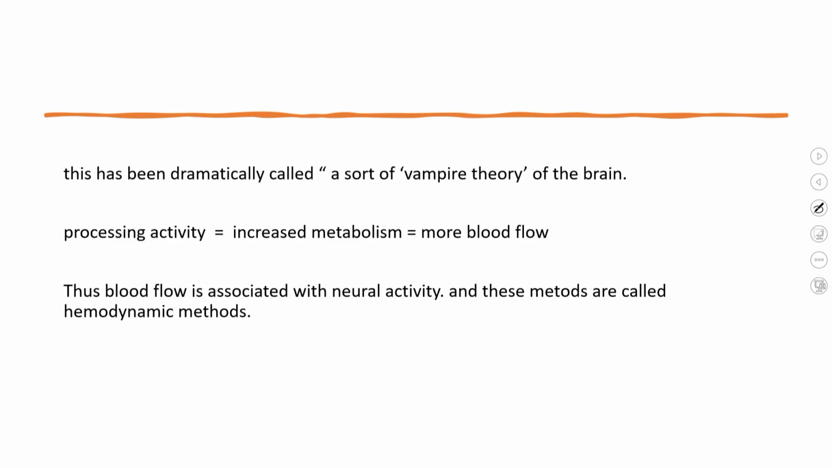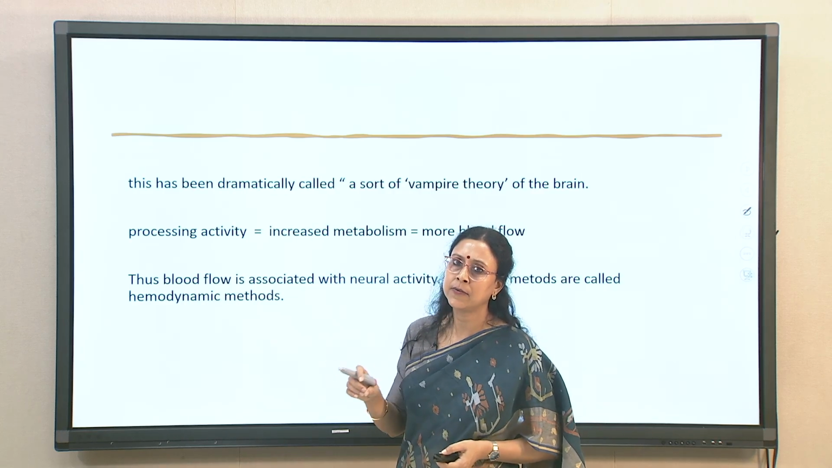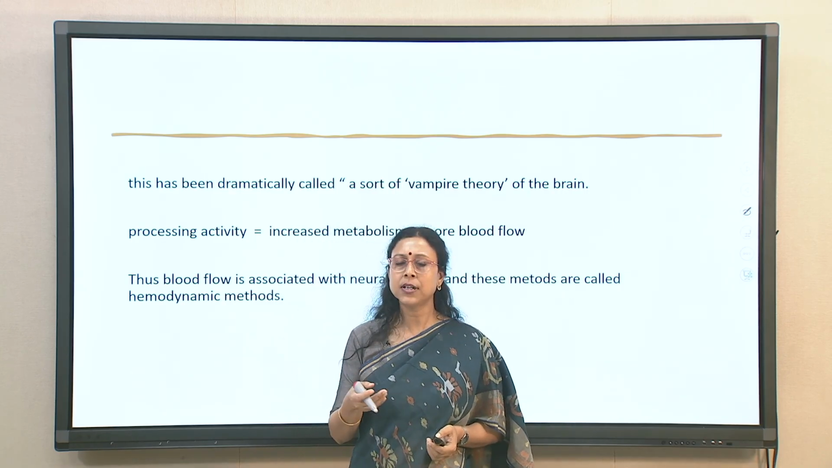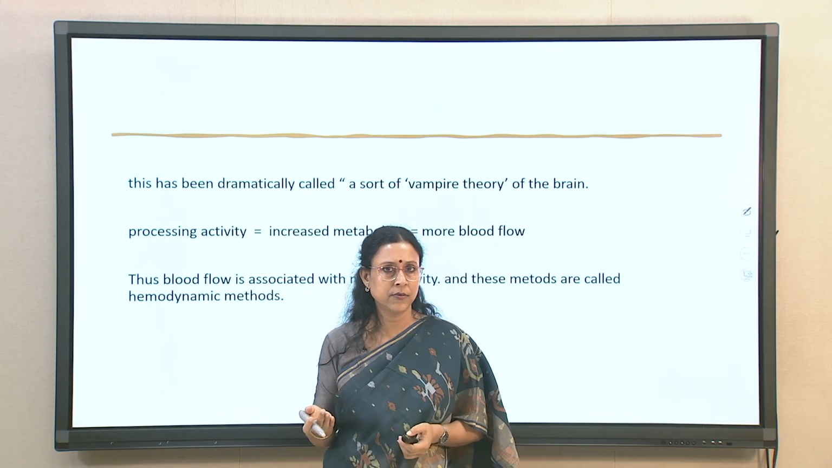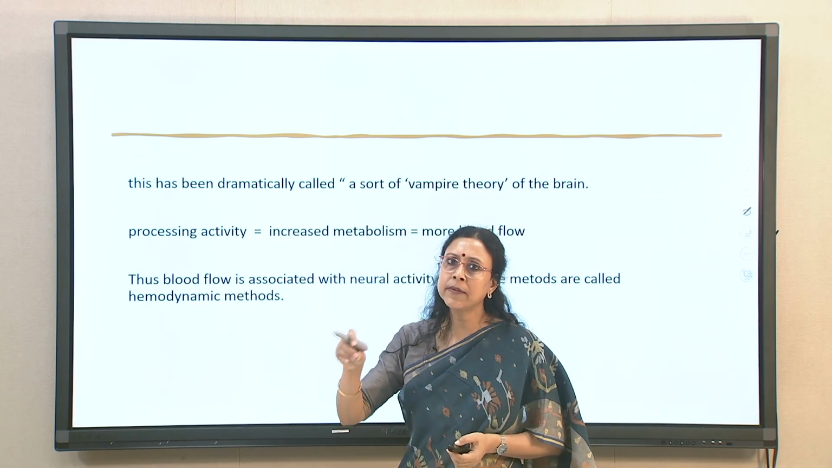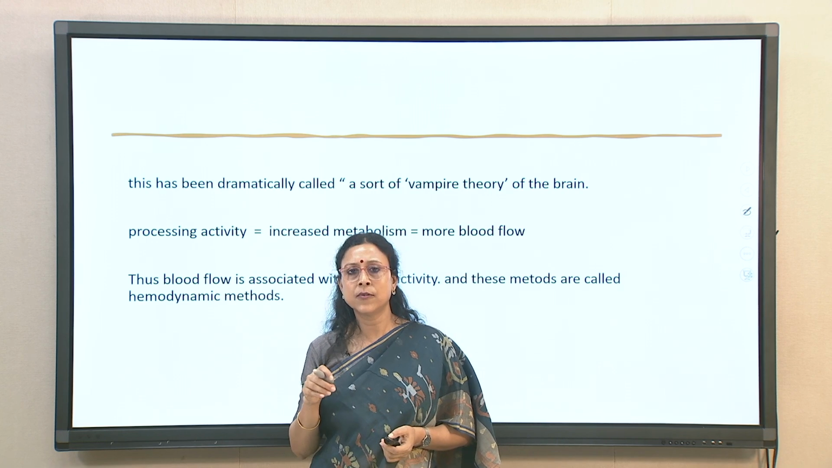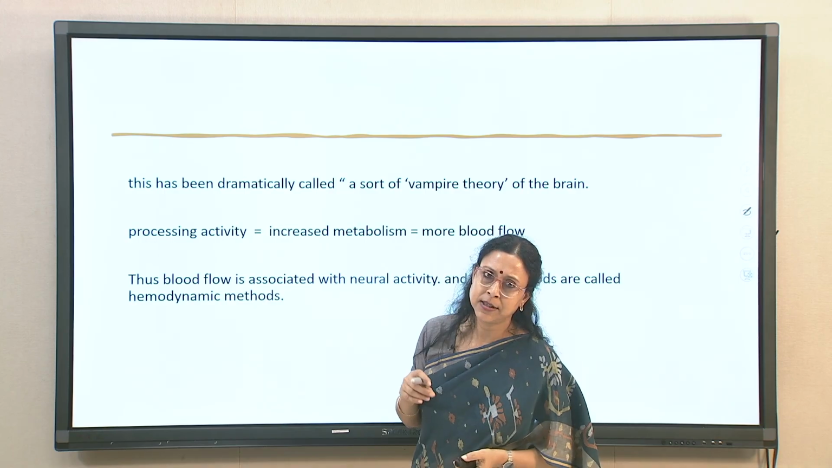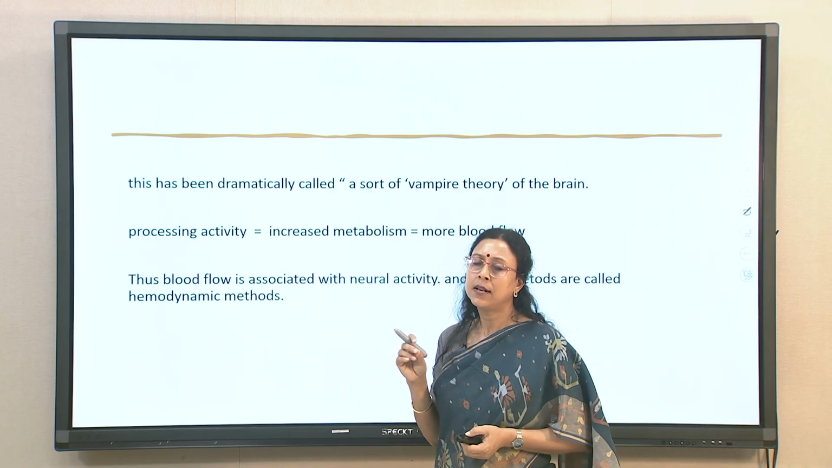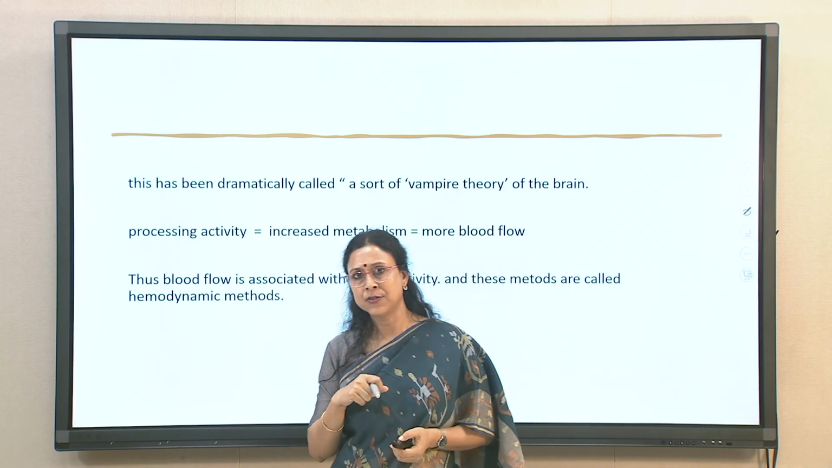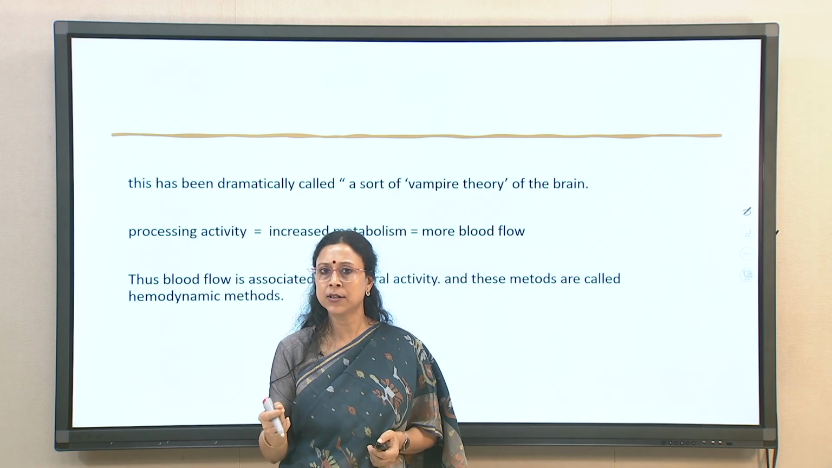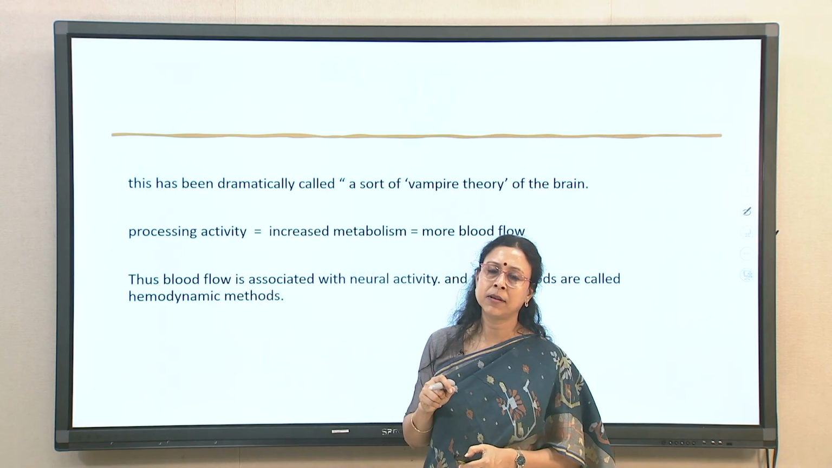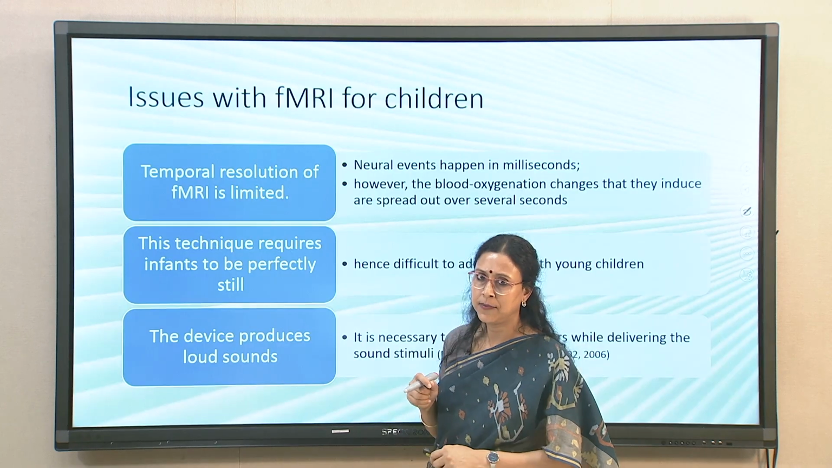So, any kind of processing that is happening in any of the regions will lead to increased metabolism. To support that metabolism, you need more oxygen, and that oxygen will be provided by the blood flow. This is a very circuitous way of getting to the point. It is an indirect method, but the idea is that blood flow is directly connected with neural activity. So, if you look at the blood flow, you will be able to get to the idea of the neural activity in a particular region.